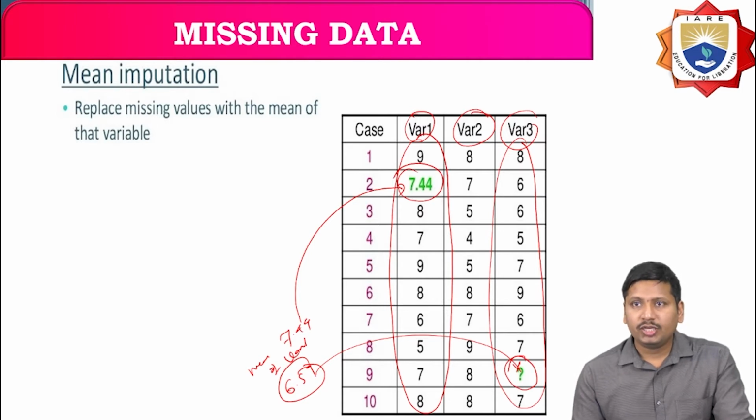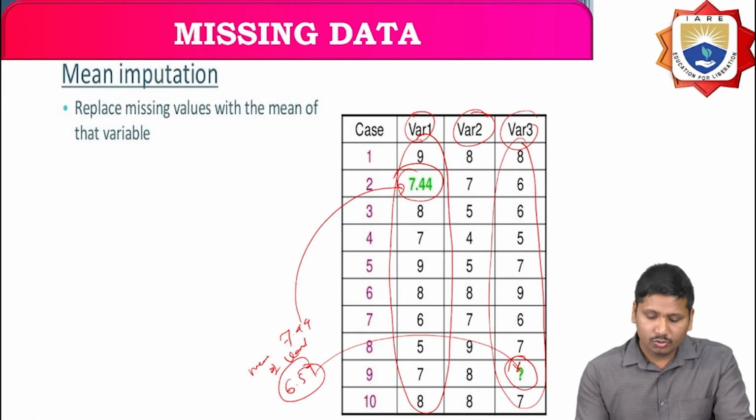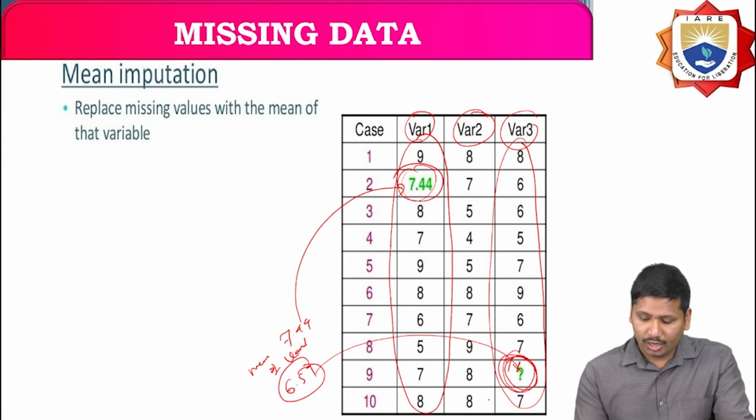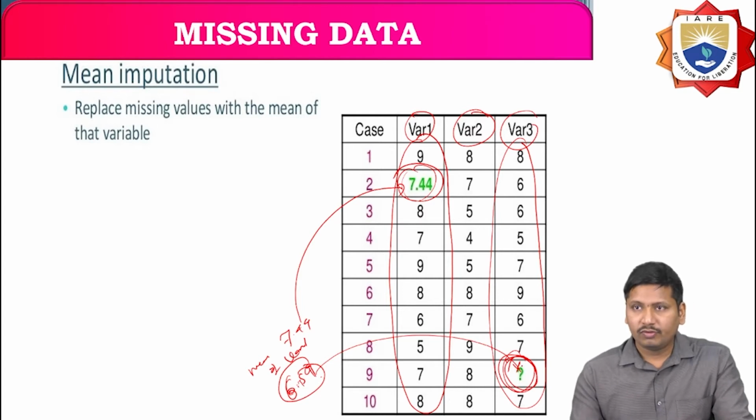So mean imputation means you fill the missing values with the mean of that variable. For that, we calculate the mean, and the mean value I get for the variable is filled in for the missing value. In variable 1 I have a missing value here, and similarly in variable 3 I have a missing value. So I calculate the mean of this entire column, and that is filled in as the mean value. Suppose I get 6.59, that is filled in for the missing value in variable 3.